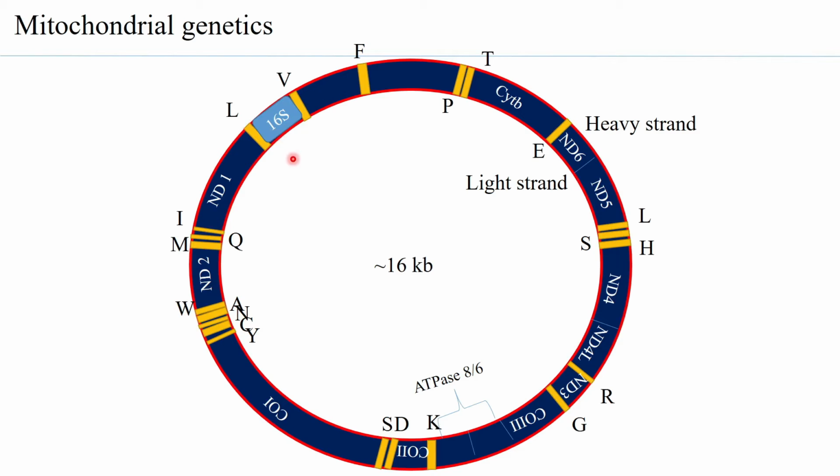One also has two rRNAs, the 16S and the 12S rRNA. And as noted, the rRNAs or ribosomal RNAs are part of the ribosomes. And so the mitochondria has ribosomes of its own, which are again 70S type. And we all know that 70S type ribosomes are found again in prokaryotic systems. So therefore, these genes, once transcribed, can be translated by the ribosomes that are present in its matrix.